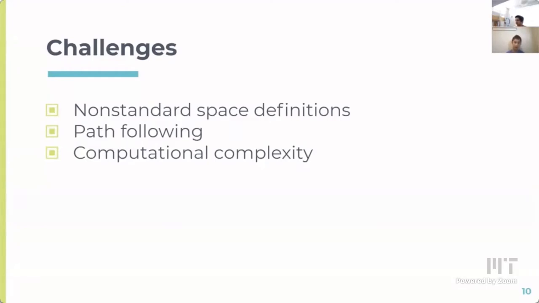Second, path following was another big challenge. This was mostly a result of the different definitions of space, because the path following function had to deal with all the different definitions and produce something from those that made sense. The visualization difficulties made this function extra hard to debug.